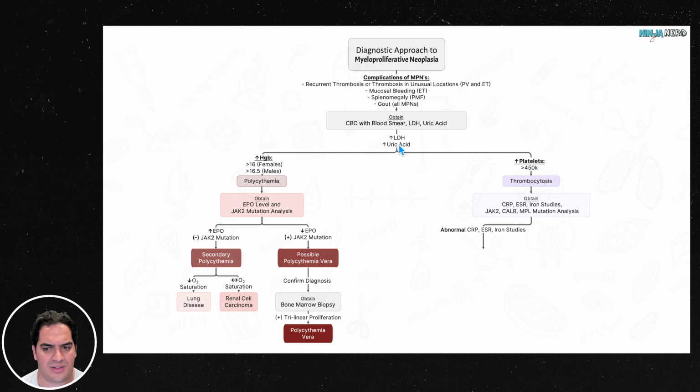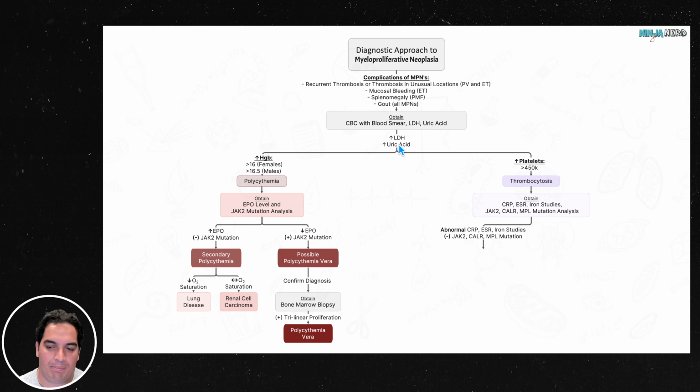CRP, ESR, iron studies come back abnormal. Okay, could there be infection, inflammation? Could there be autoimmune diseases? Could there be iron deficiency anemia? Yeah, it could be. JAK2 mutation, CALR, MPL: all right, that's normal. That's okay. When there's no mutation there, that's really ruling out a primary cause.